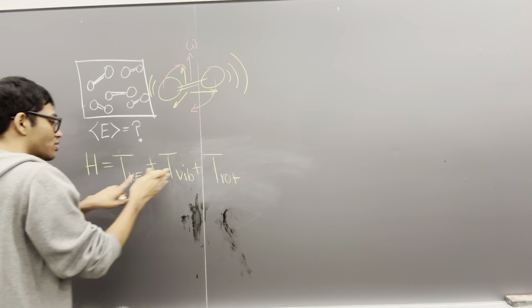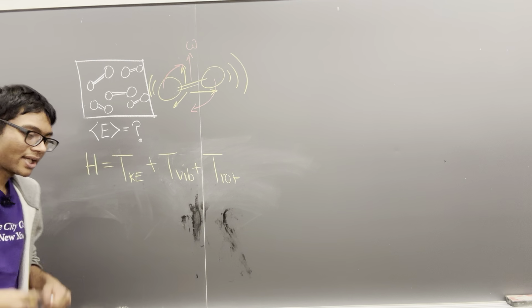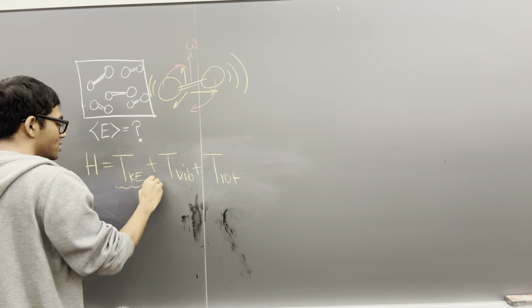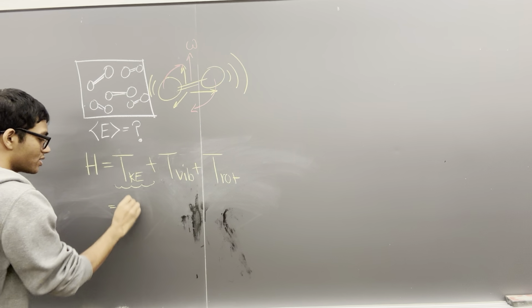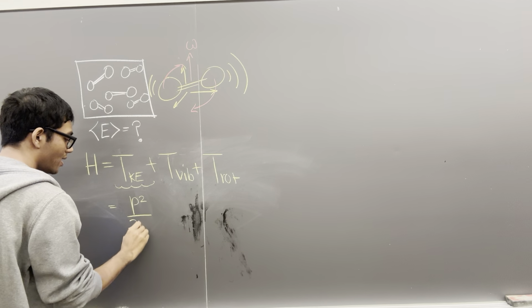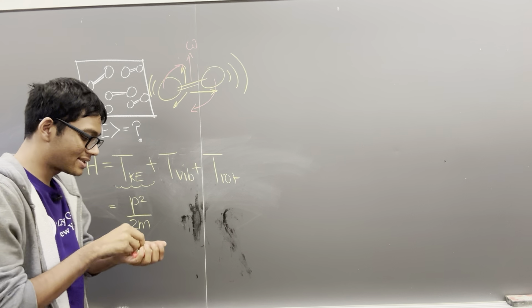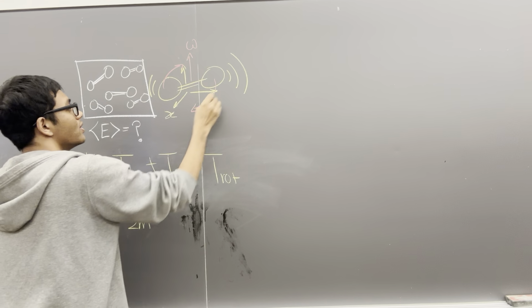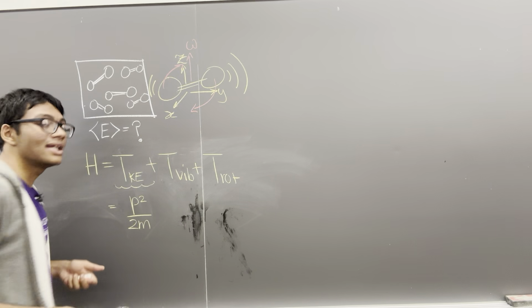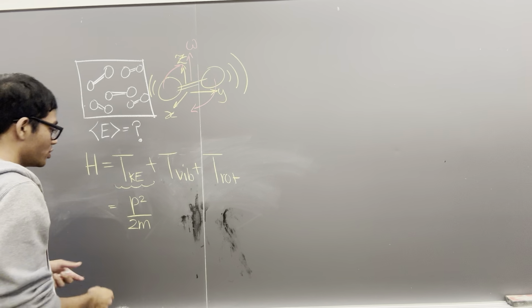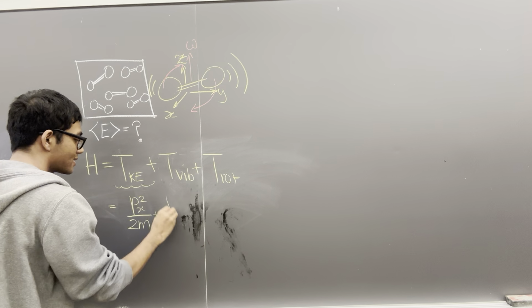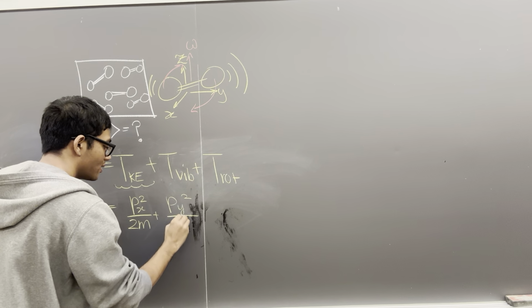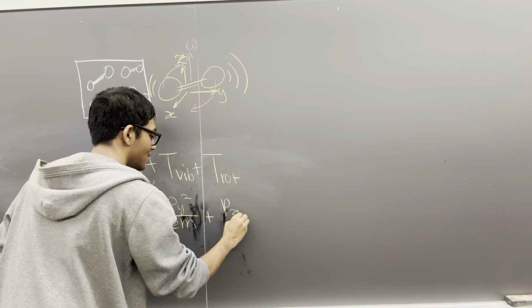Okay, so what does each component of this Hamiltonian look like? Well, the kinetic energy term of the Hamiltonian can be modeled using half mv squared. So we can write p squared over 2m. But remember, this problem is in not one, not two, but three dimensions, meaning that we're going to have three contributions to the kinetic energy term of the Hamiltonian. One in the x, one in the y, and one in the z direction.